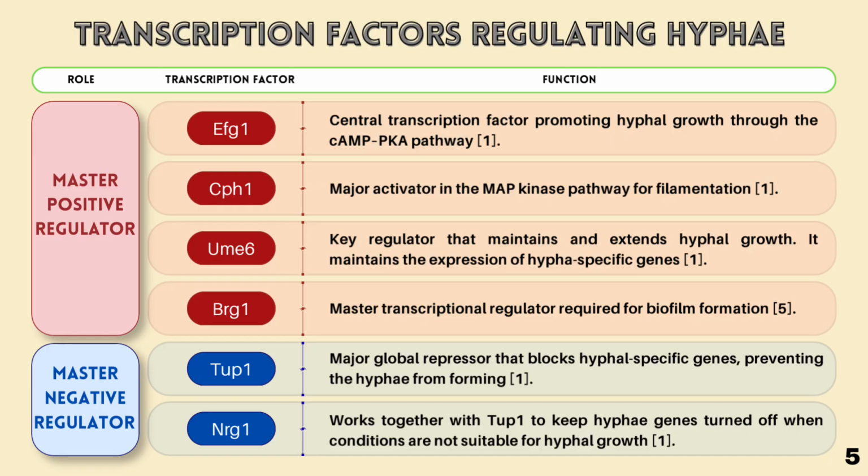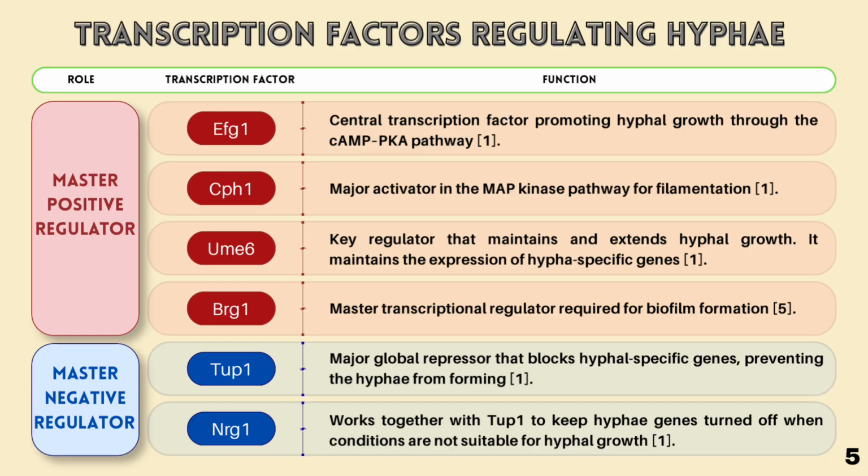We look first at the master positive regulators. We have EFG1, which is a central transcription factor promoting hyphal growth through the cAMP-PKA pathway. CPH1, a major activator in the MAP kinase pathway for filamentation. UME6, a key regulator that maintains and extends hyphal growth, and it also helps to maintain the expression of hypha-specific genes. As for BRG1, the last one, it is a master transcriptional regulator that is required for biofilm formation of Candida.